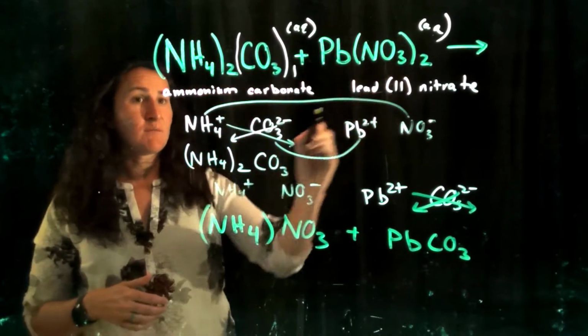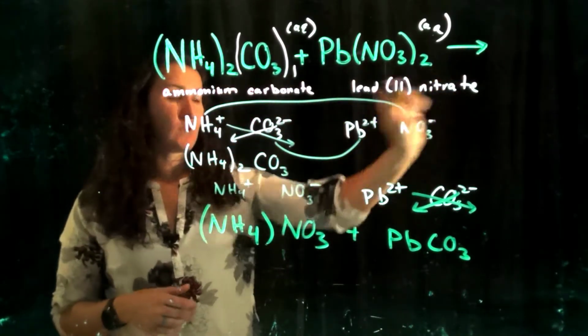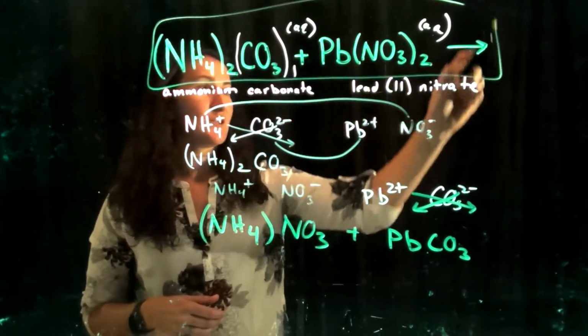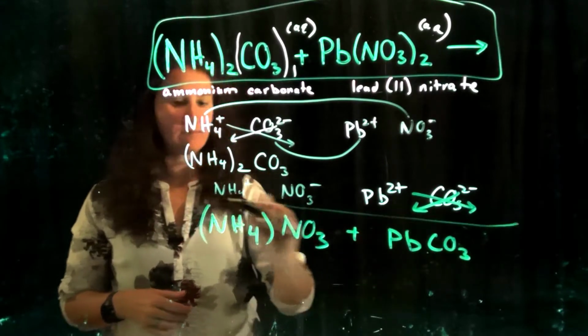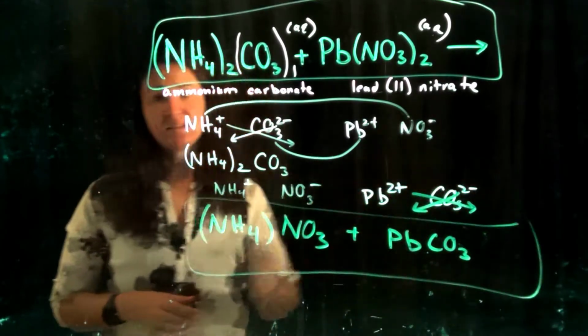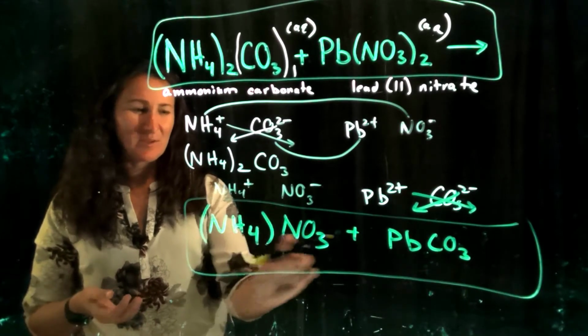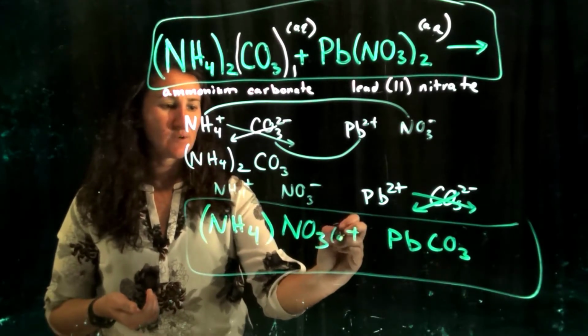So now to finish out my reaction, I ran out of room going right, so just assume this is the first half of my equation, and then this is my second half of my equation. What are my states here? Well, ammonium is very soluble, so is nitrate. So this is going to be aqueous.